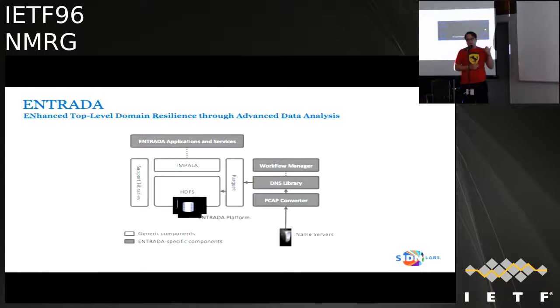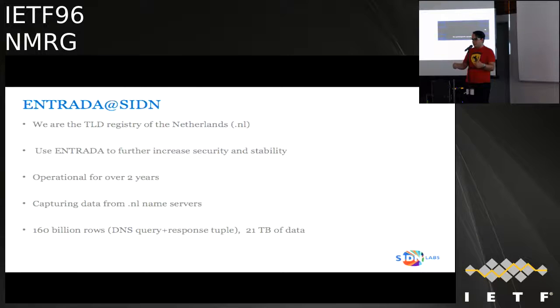Next one, please. What they did in the company was wrap all those things together and implement a data model to incorporate DNS traffic and constantly ingest it. That's what we call Entrada. We have been using it for over 2 years now. We have billions of queries there, 21 terabytes of data already converted, and we capture the data from our own service. That's it. Next one, please.